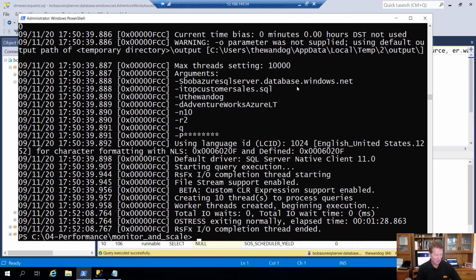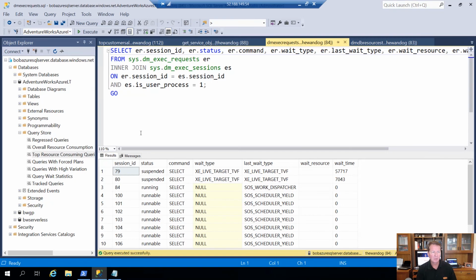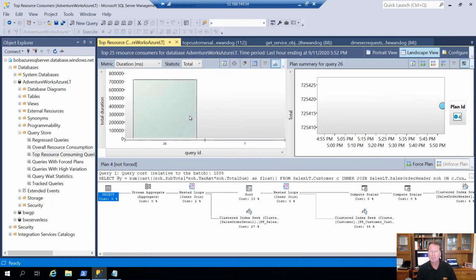Now this query finished, and you can see here that the query took around 1:30 to run. Now, that may not seem slow to you, but I think it could run faster. So I'm going to go look at Query Store and look at the top performing queries in my database. And you'll notice here, this is the query I'm running.